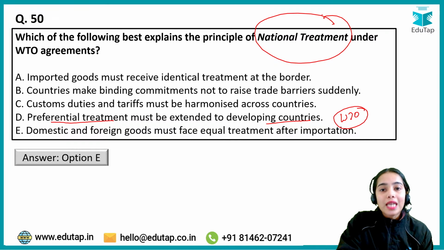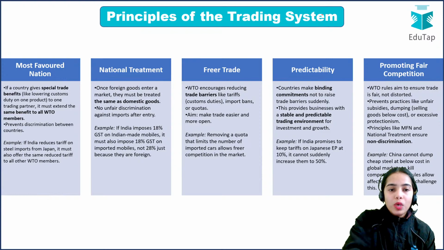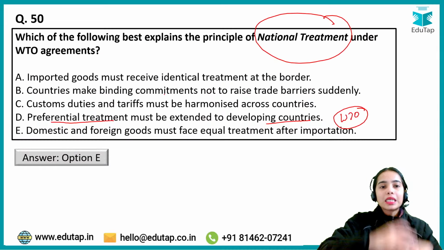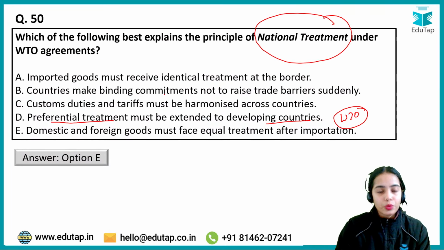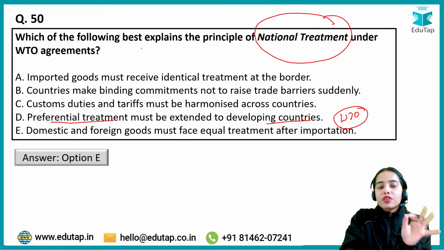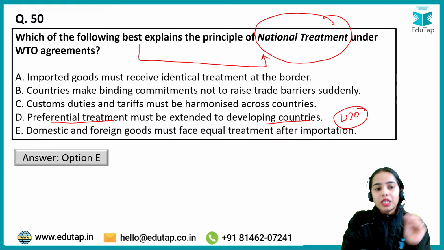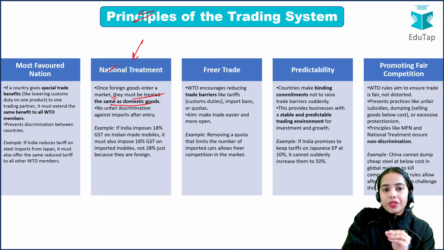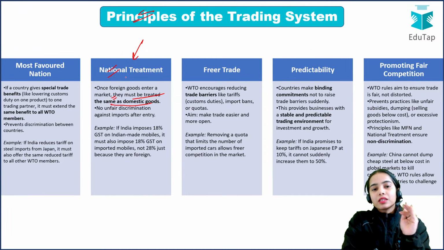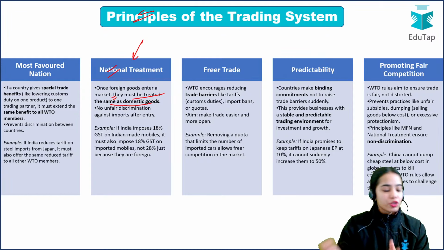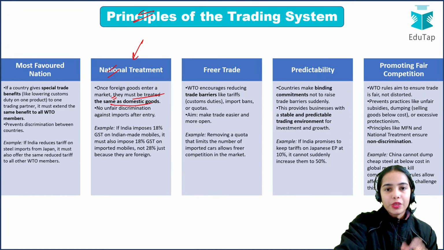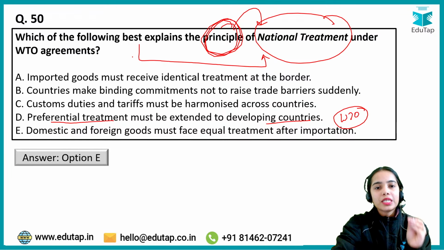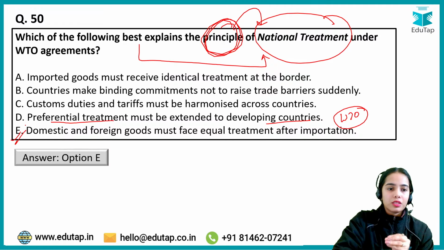Here we are talking about national treatment, which states that once the foreign goods have entered a market, they must be treated the same as domestic goods. It is not generally saying that about WTO. No, it is saying that particularly, which of the following best explains the principle of national treatment. The principle of national treatment states that once the foreign good has entered the domestic market, it should be treated the same as the domestic good. Got it, Sejal? You have to be particular about the question and answer in the best possible manner. The best explanation for the principle of national treatment is this.